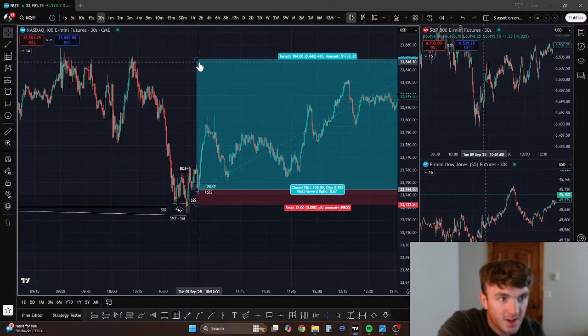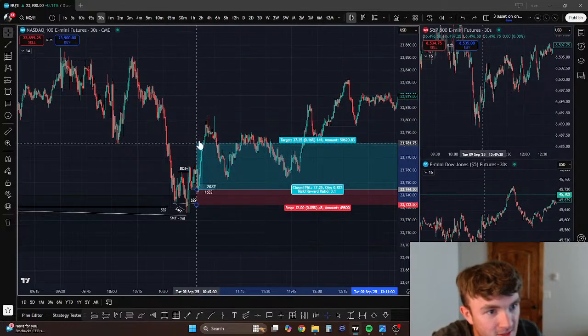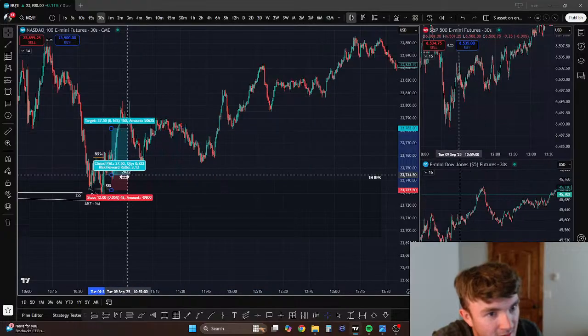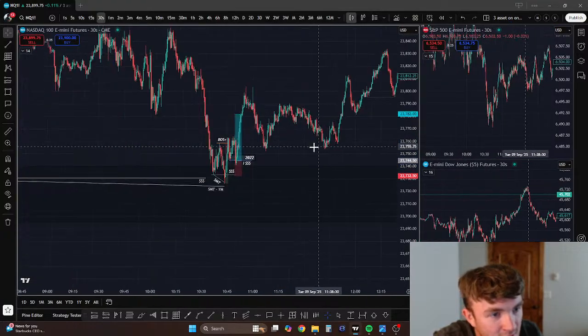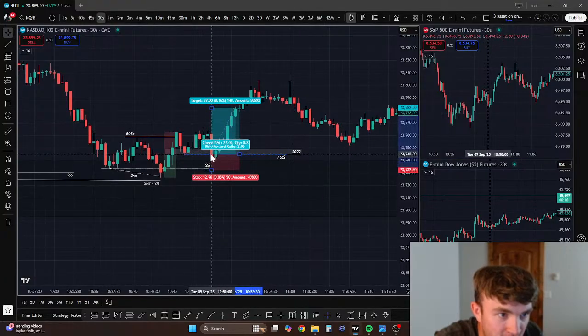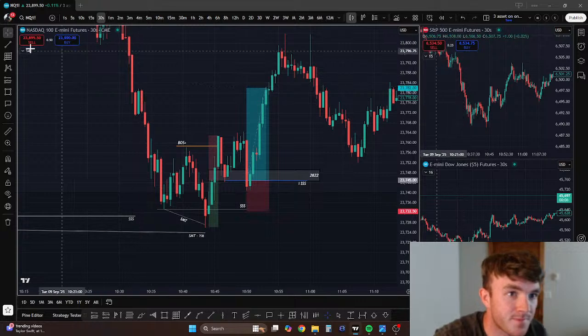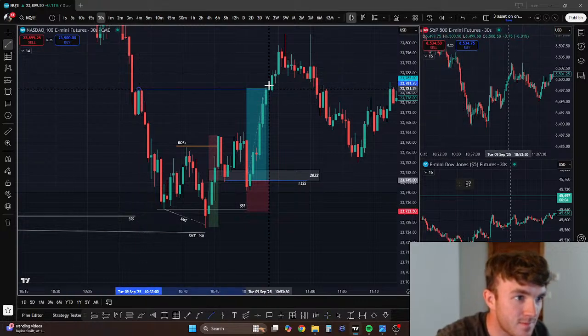So let's just mark it out as taking it up to this high here, because I'm not going to lie, I'm not going to hold it that far. Let's just say that we took it up to this high. That's 3R. You know what I mean? That's 3R. So pretty good.